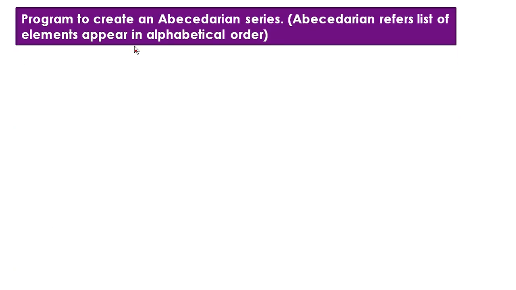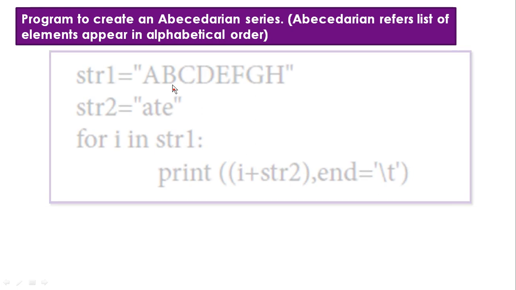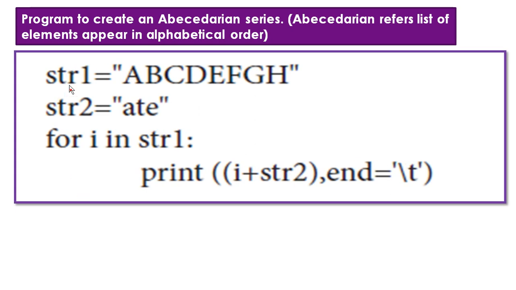Next, a program to create an abecedarian series. What is an abecedarian series? Arranging in alphabet. Its meaning is arranging in alphabetical order. An abecedarian series refers to a list of elements that appear in alphabetical order. Here is the example program.